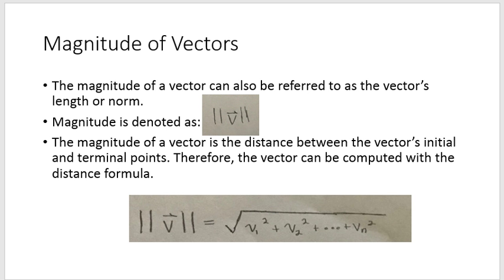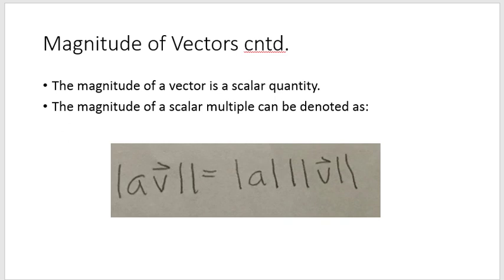So your magnitude of vectors. The magnitude of a vector is also referred to as its length or norm, and it's denoted with, I call this the absolute value. It just gets rid of direction, which means it gets rid of the negative sign, of vector v. The magnitude of vector v is the distance between the vector's initial and terminal points. Therefore, it can be computed with the distance formula, which we should all know by now because we've covered it. It's v1 squared plus v2 squared plus and so on up to vn squared. Square root of all that, by the way.